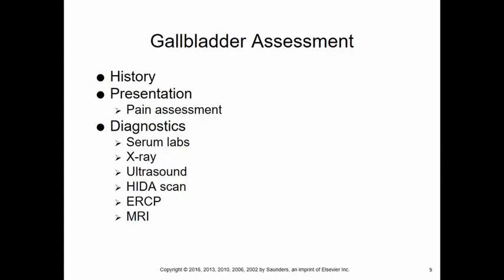As we continue on to the history of our patient, we should talk about their food preferences, their diet preferences. Do they have a diet that has excessive fat and cholesterol, high calories, low fiber, high in refined white carbohydrates? We need to check all these out because these are all risk factors for gallstones.